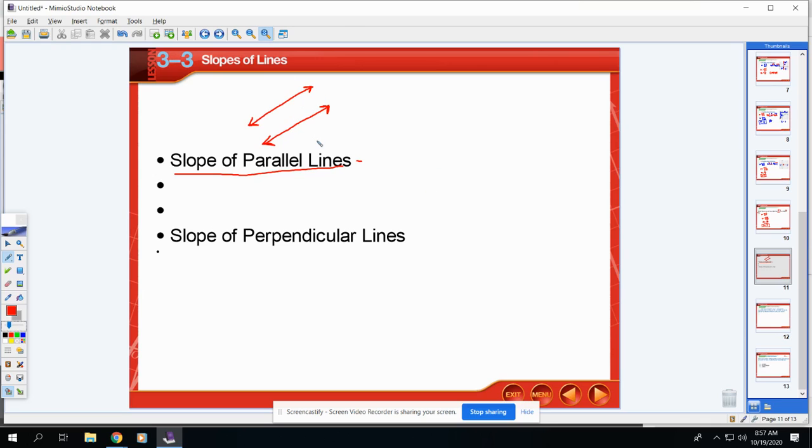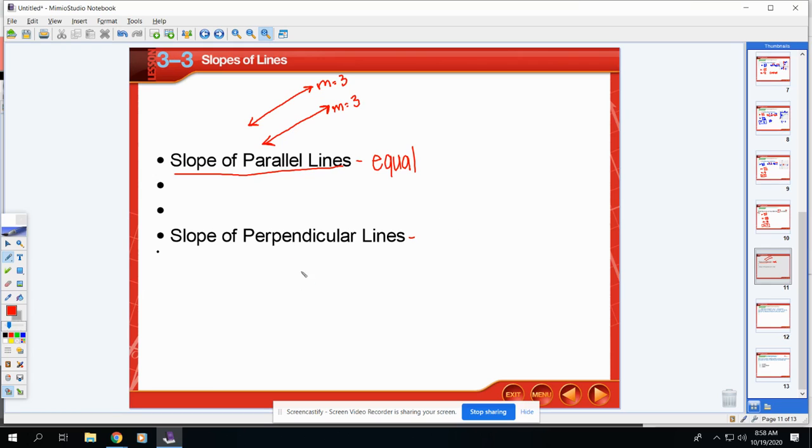The slopes of these lines are equal. So what I'm basically saying here is if this has a slope of 3, well, guess what? This also has a slope of 3. Okay, the slope of parallel lines have to be equal. There is no way around it.